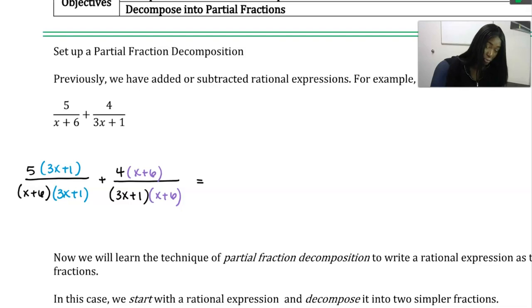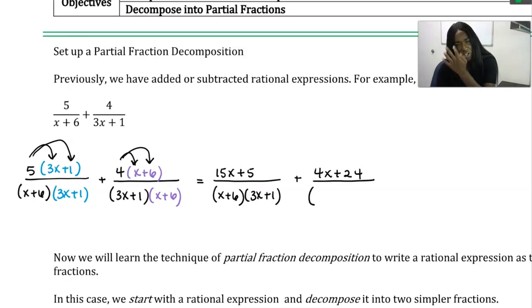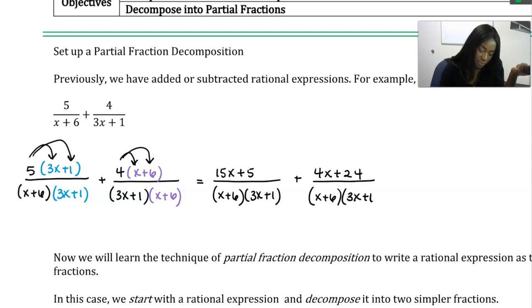So now I'm just going to be doing some distributing. I'll distribute the 5 to these two terms here to give me 15x plus 5, and that's still all over x plus 6 times 3x plus 1. And then in the second fraction, I will distribute the 4 to give me 4x plus 24, and that's still over the same denominator. I'm just going to switch the order that I'm writing them so they actually look like they're the same, because we know it doesn't matter what order we multiply in.